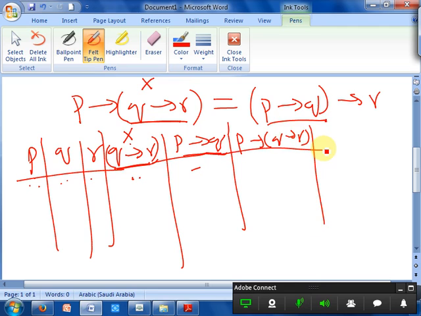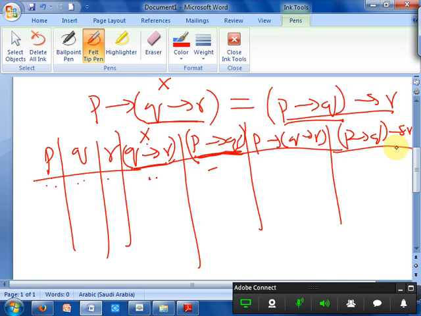You write here P then Q then R, or P then X. And after that, solve this one. P then Q. P then Q is this one. Then R. So you take this with this R. PQ, then R. And you write the result. You check whether both the results are same or not. If both are same, they are equivalent. If they are not same, they are not equivalent. Clear?